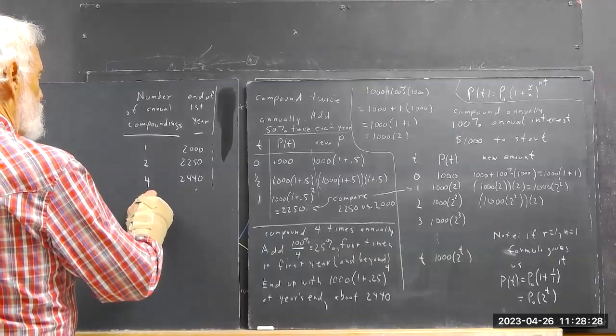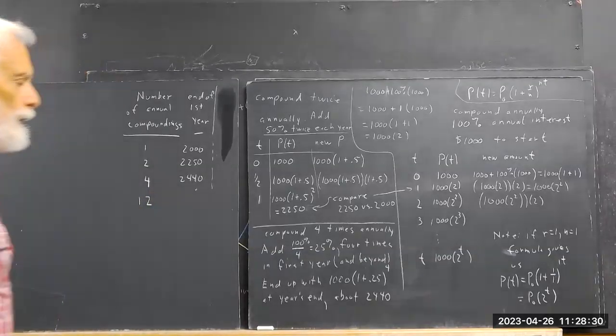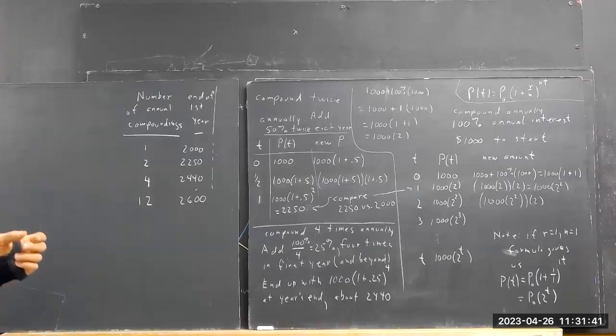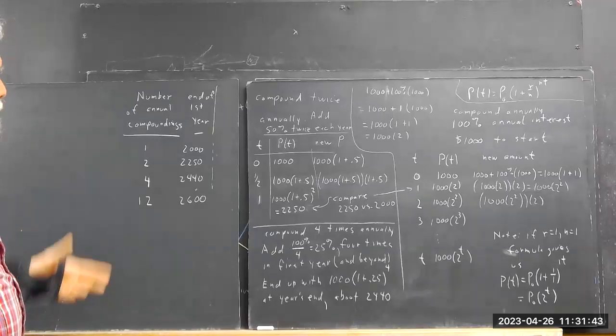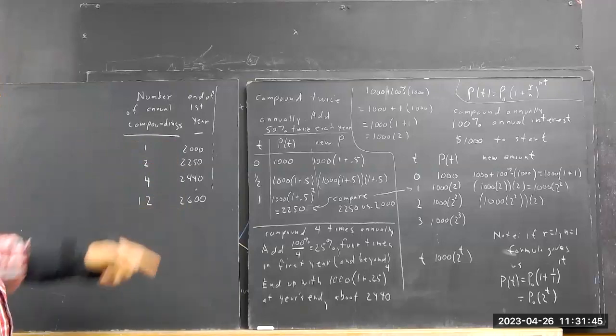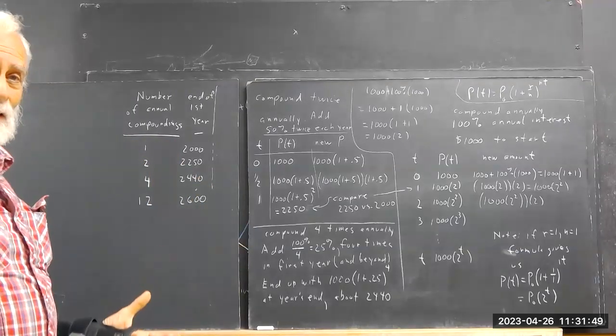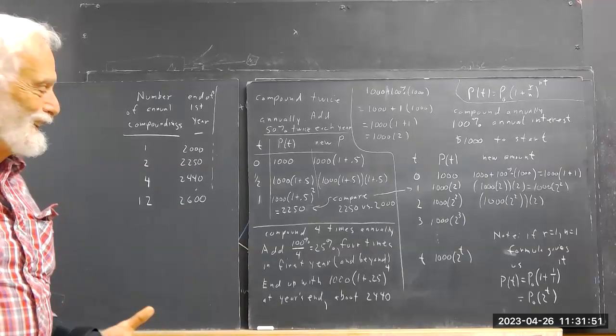Okay. Okay, so I want you to work this one out. What do we get if we compound that money 12 times? Okay, so we get about $2,600. And I heard the comment, oh, looks like it's going to level off.